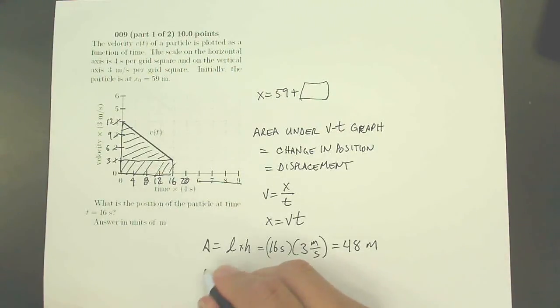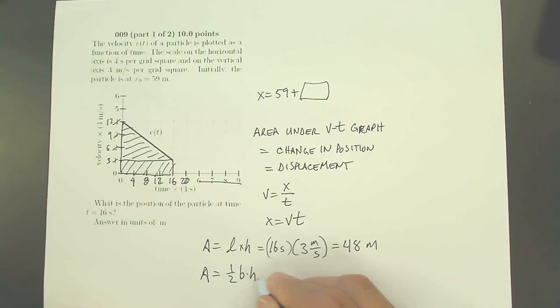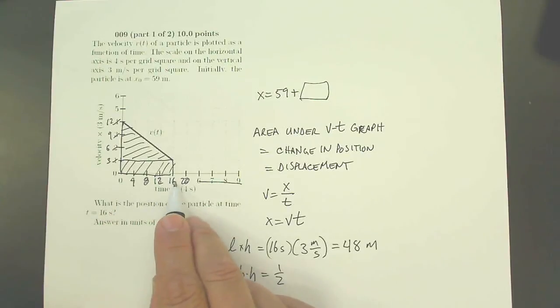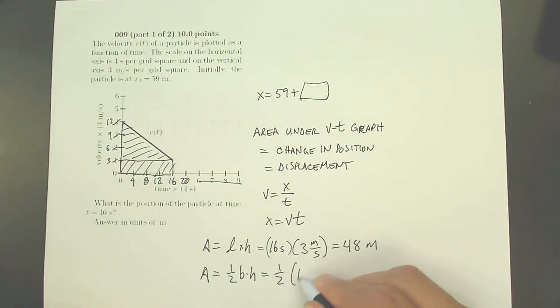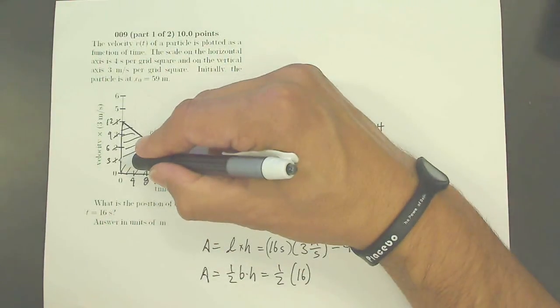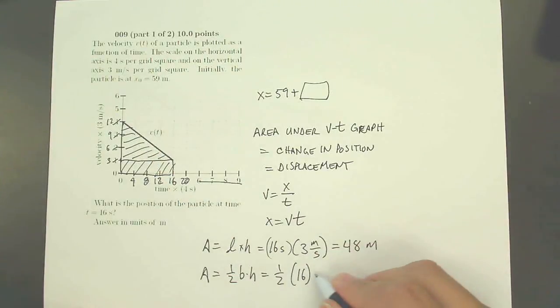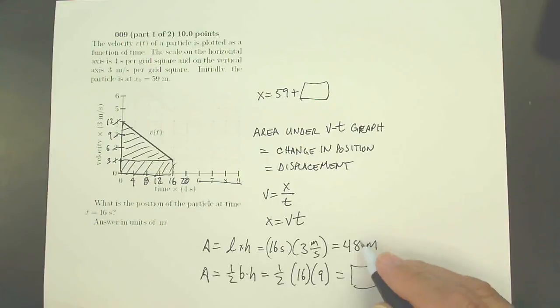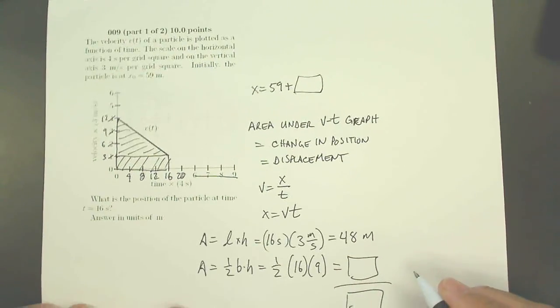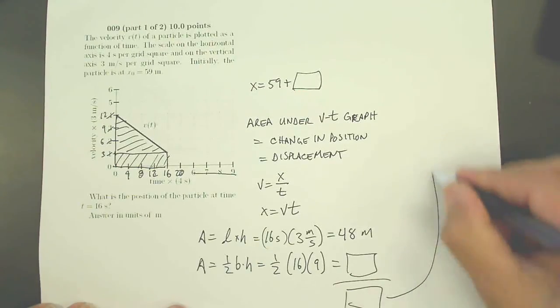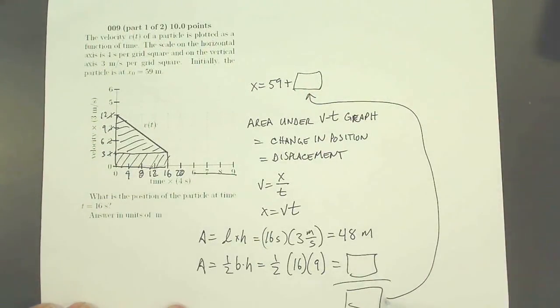The area of the triangle is going to be 1/2 my base times my height. So that's going to be 1/2. My base, again, is on this scale 16. And my height of this one is going to be 3 times 9. So that's 16 times 9, which is going to give you some answer there. When you add the 48 to that, it's going to give you some total. That total right there is the change in position, the displacement.